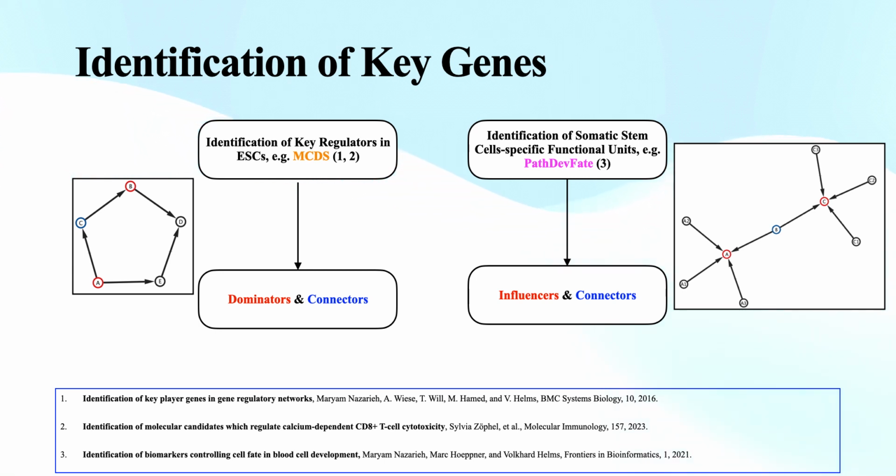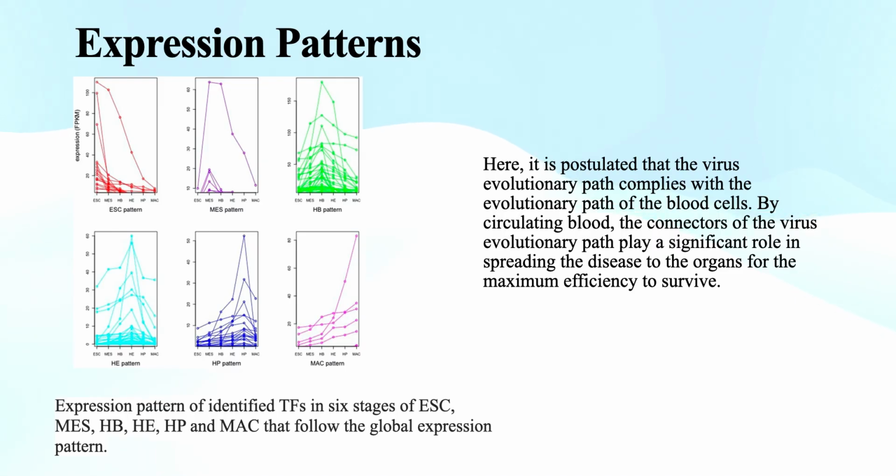We suggest to consider the minimum connected dominating set, which returns dominators and connectors as the results, with focusing mainly on the connectors for embryonic stem cell, and path the fate for the somatic stem cell, such as blood stem cell. Blood cells have a specific expression pattern.